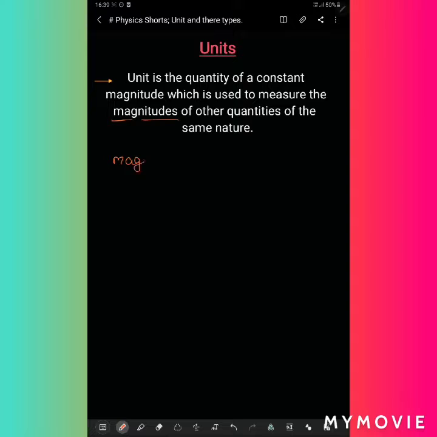The basic meaning of magnitude: when we dive deeper you will get to know that magnitude has various meanings, but when we are talking about measurement or mathematics, the meaning of magnitude comes out to be the numerical value or the quantity. So we can say it is a quantity, or we can say it's a numerical value. These are the two meanings which we can use when we are doing any measurement or any calculation in mathematics. So basically a unit is a quantity of a constant numerical value, means a constant value, which is used to measure the magnitudes of other quantities of the same nature.